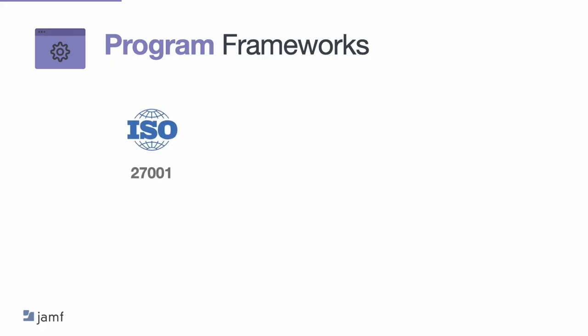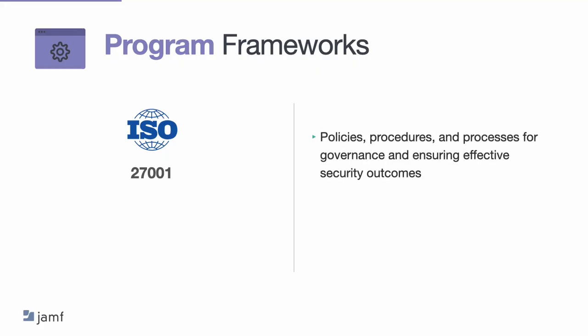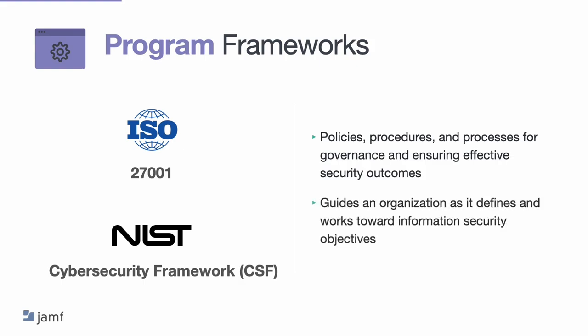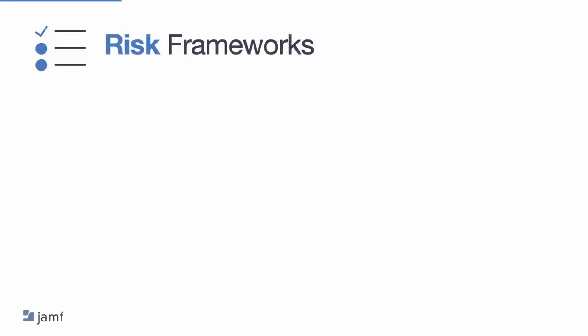ISO 27001 is part of the set of International 27000 series frameworks and best practices. It guides what is required to develop an overall organization security program, and so it includes policies, procedures, and processes for governance to ensure effective security outcomes. The NIST cybersecurity framework is a top-rated solution across multiple industries, and like the ISO 27001, it guides an organization as it defines and works towards information security objectives. However, the ISO 27001 is available for a cost, whereas the CSF is free. So that's important to note.